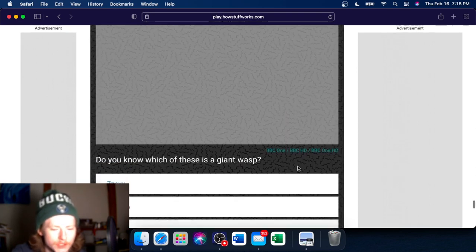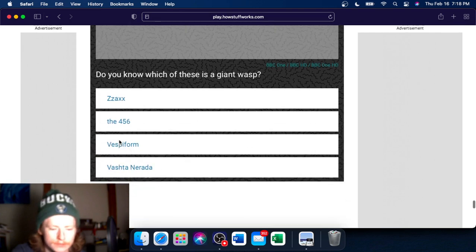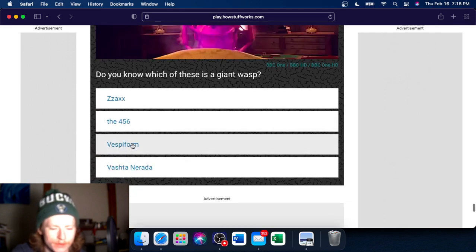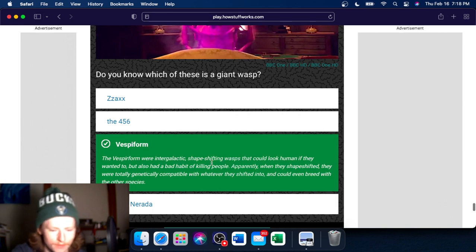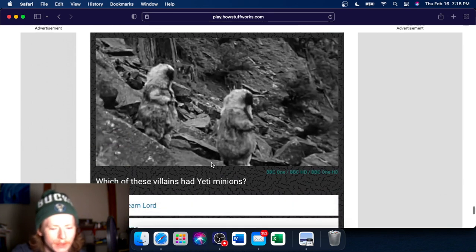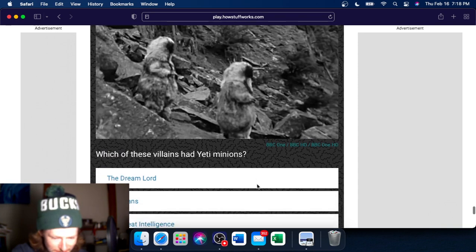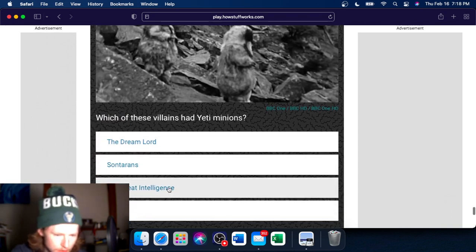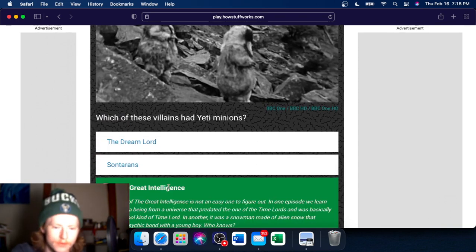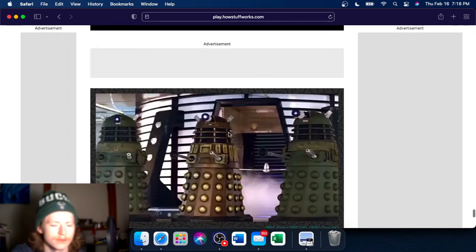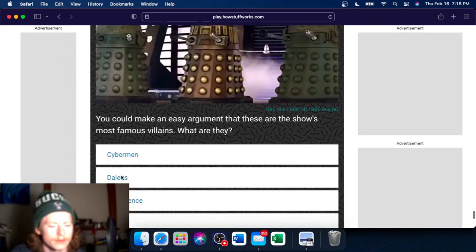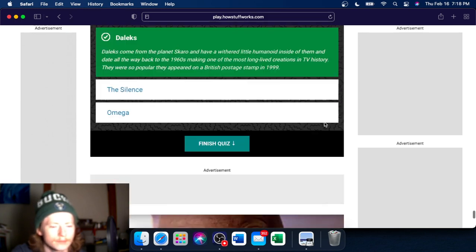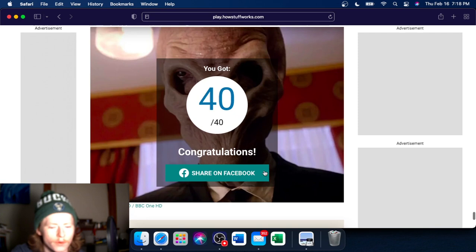Do you know which of these is a giant wasp? I do, in fact. It's the one whose name literally translates to, like, wasp or bee. Which of these villains had Yeti minions? That would be the Great Intelligence. I didn't expect so many classic Who questions to be on here. Those are the Cybermen, man. I scored 40 out of 40. Perfect.